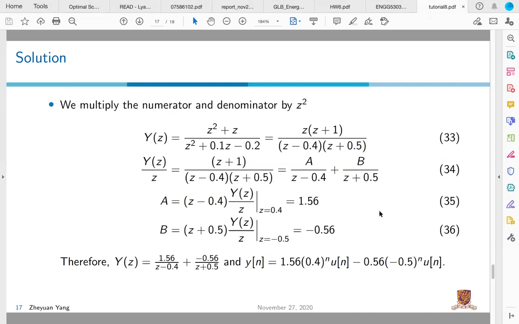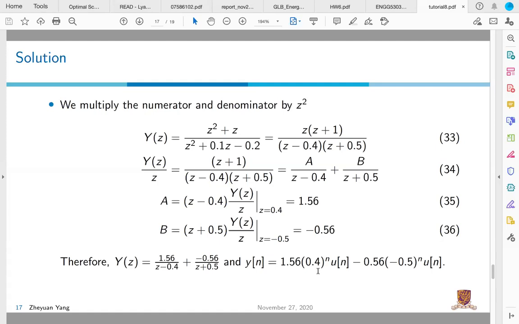So this is the first question. Where is the z? Z is in the denominator of Y(z). Oh, okay. In the numerator, yes, it should have a z here. Z here and z here, because Y(z) divided by z is equal to a divided by (z - 0.4) plus b divided by (z + 0.5). Yeah, so there are two typos here. Both the numerator and denominator should have the z.